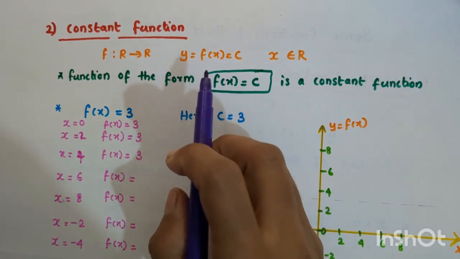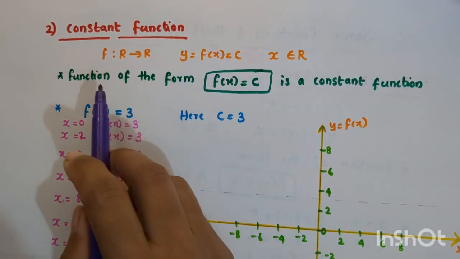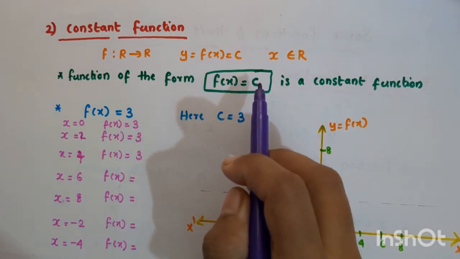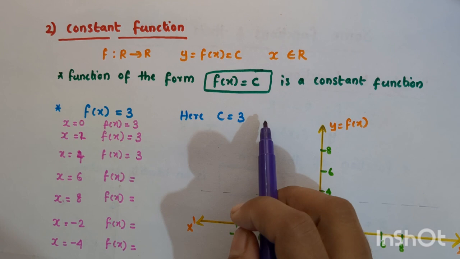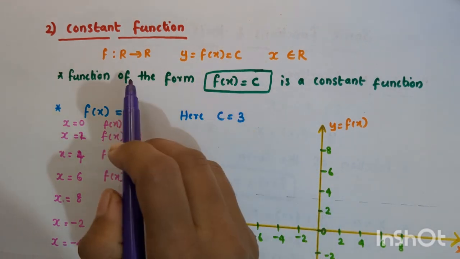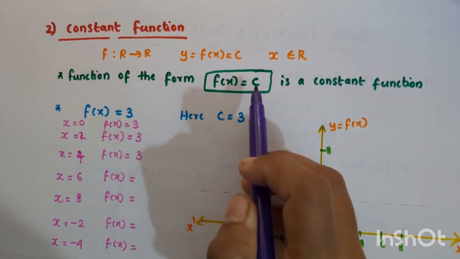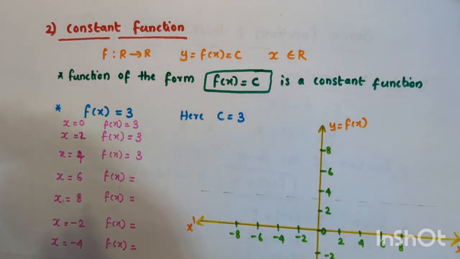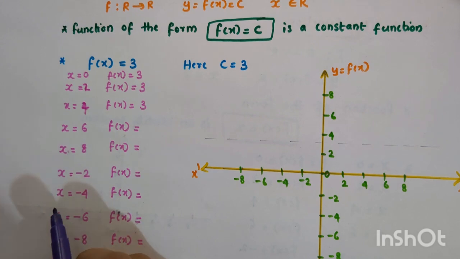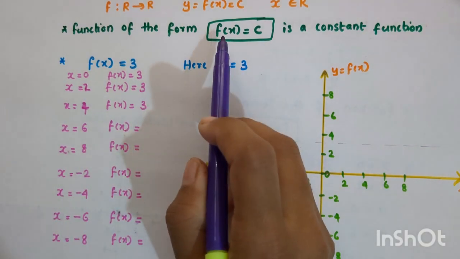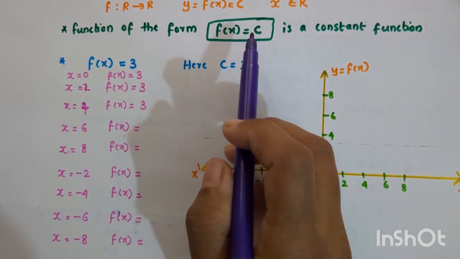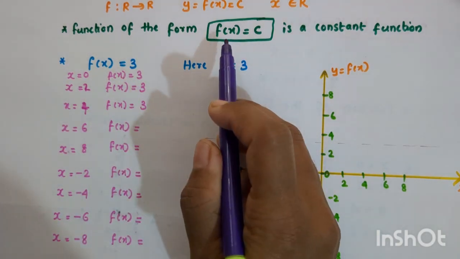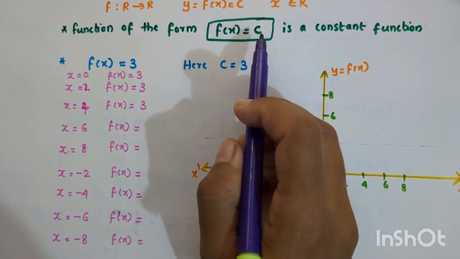Don't worry about this definition. In simple words, we can say that the function of the form f of x equals c, where c is a constant, is called a constant function. Whatever value you put for x, you always get a constant value c as the range.